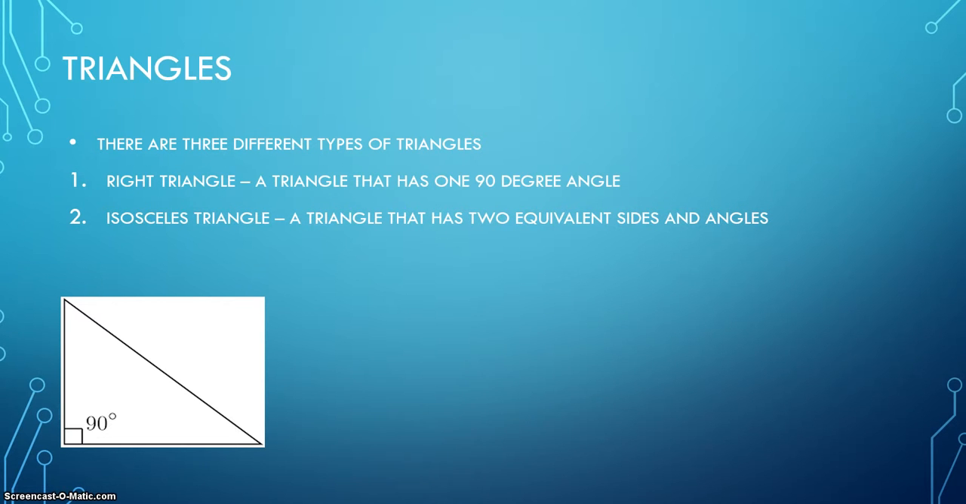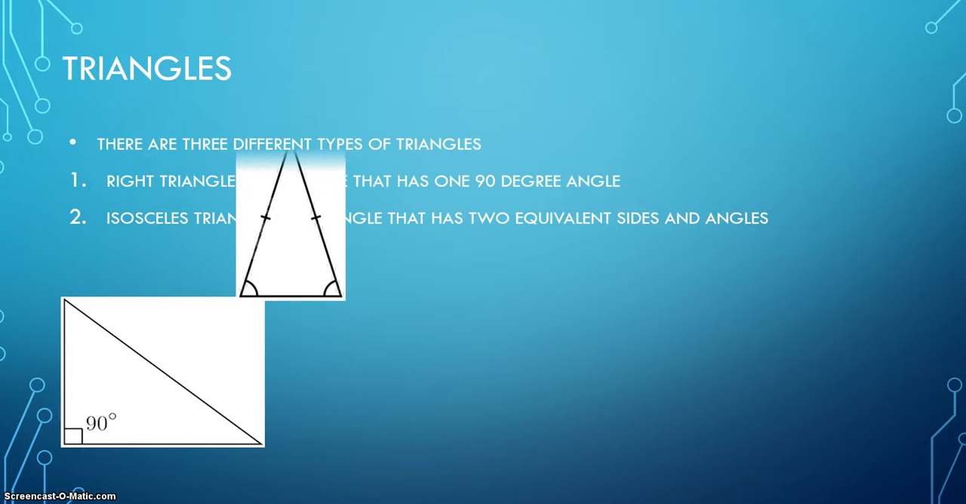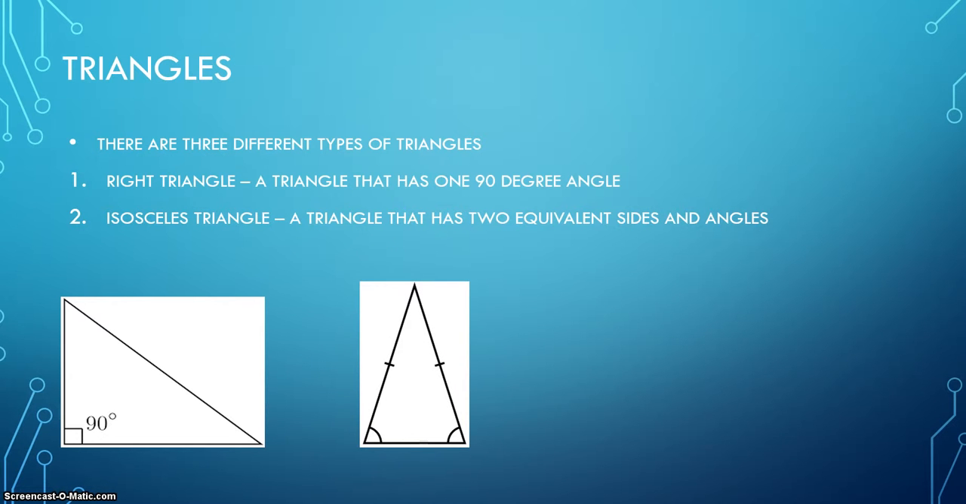Second, we have an isosceles triangle, which is a triangle that has 2 equivalent sides and 2 equivalent angles, or another word we're going to use later on, congruent. As you look at this picture, the 2 equivalent sides are marked with hashes, and the angles are marked in the corners by the vertices.